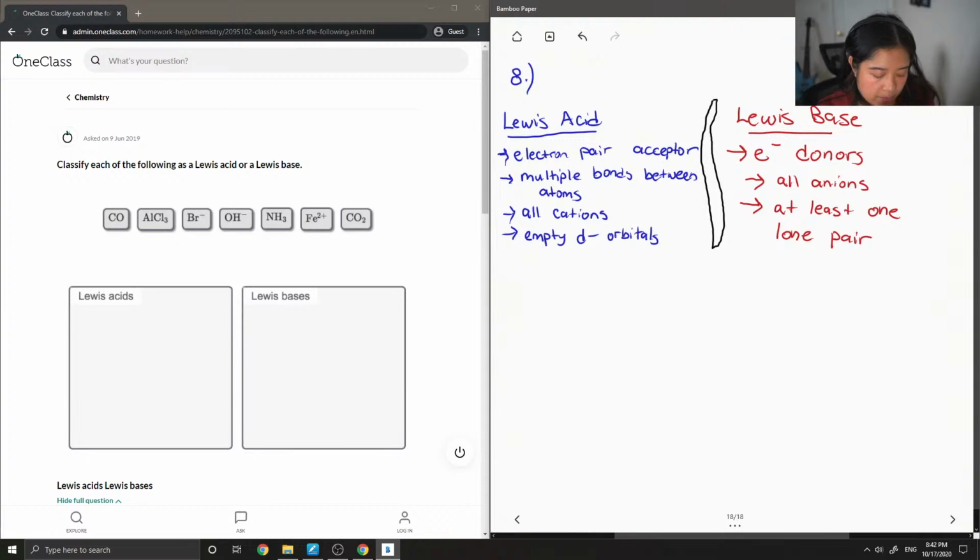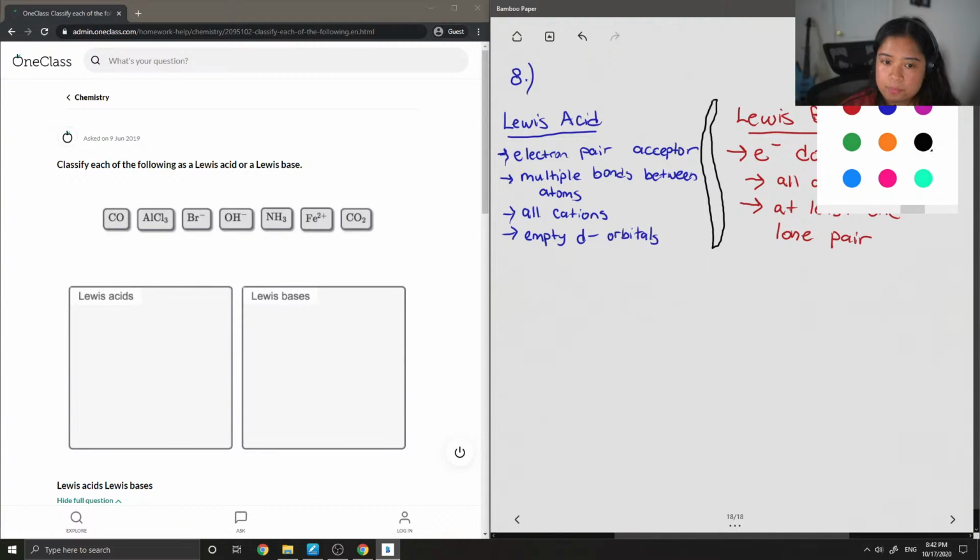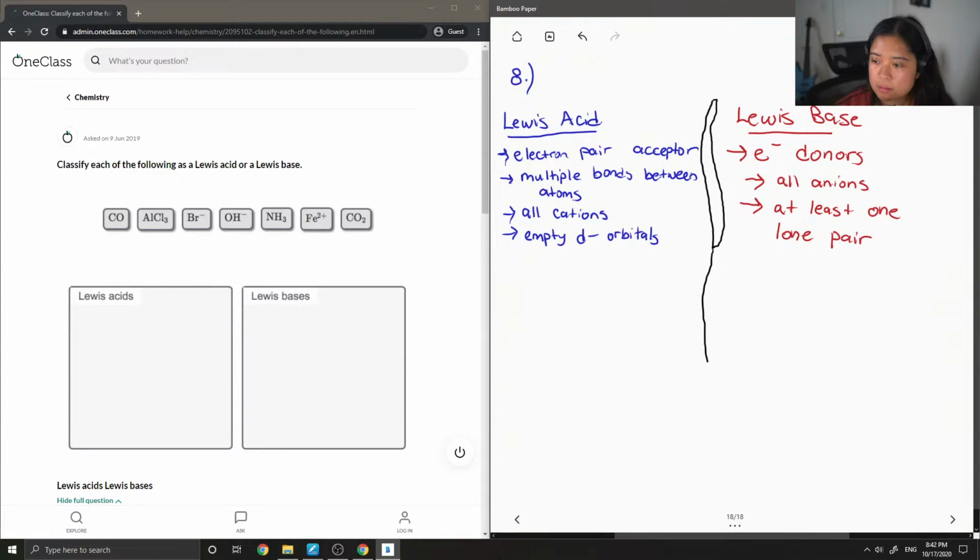Okay, so let's look at our options here. So first we have carbon monoxide. So this is going to be a Lewis acid. You'll see that there are multiple bonds between the atoms. Then aluminum trichloride is also a Lewis acid. So that's because it has vacant orbitals.